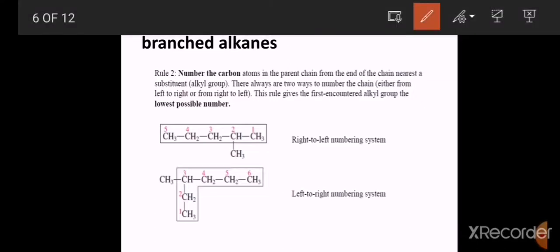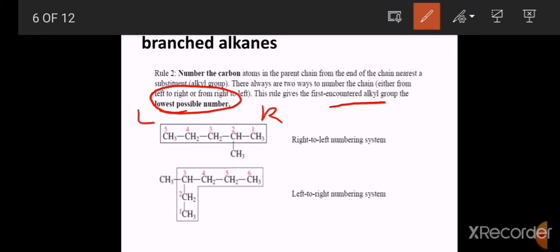Rule number 2, number the carbon atoms in the parent chain. So, walang exact way dito. Hahanapin mo left to right, right to left, top to bottom, bottom to top, for as long as ang pinaka-aim mo ay you have to get the lowest possible number for the first encountered alkyl group. Okay, so for this example, ang ating numbering ay from right to left.